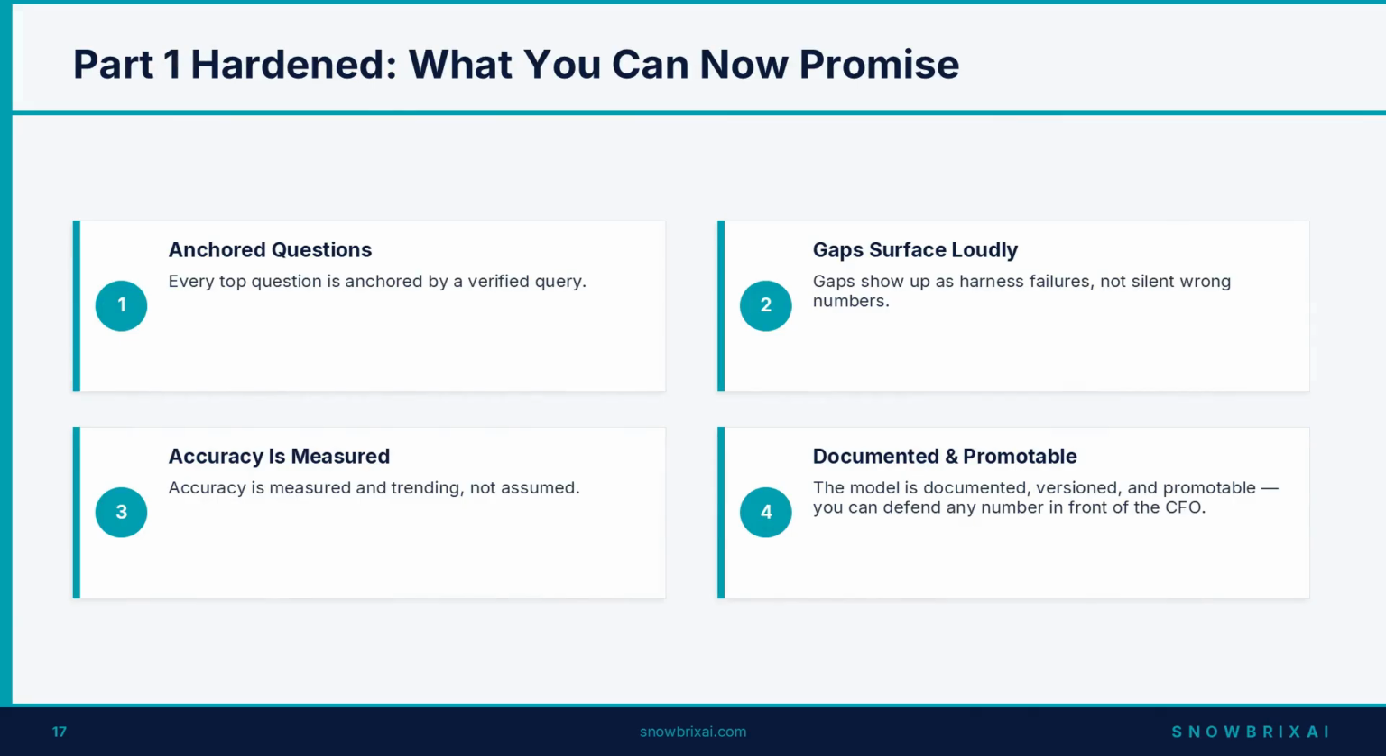So look at what you can now promise. Every top question is anchored by a verified query. Gaps surface as harness failures, loudly, not as silent wrong numbers. Accuracy is measured and trending, not assumed.